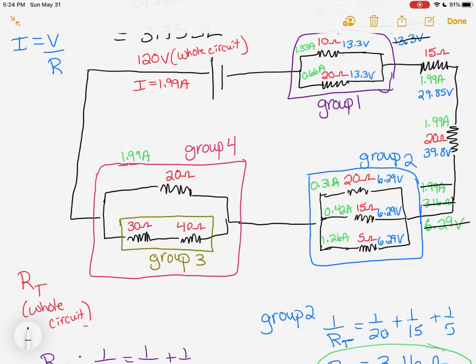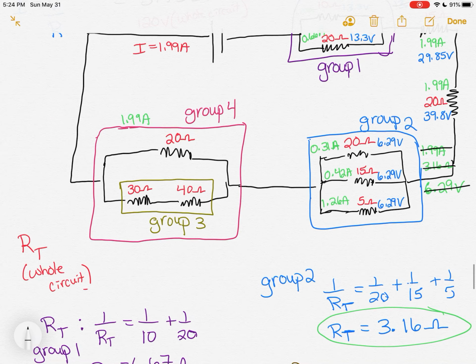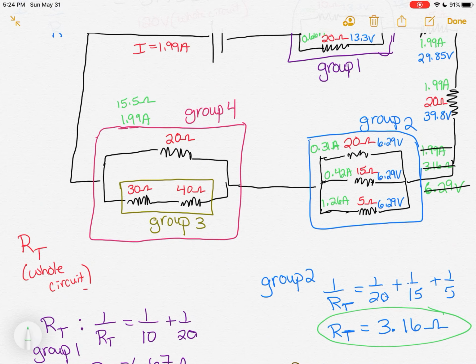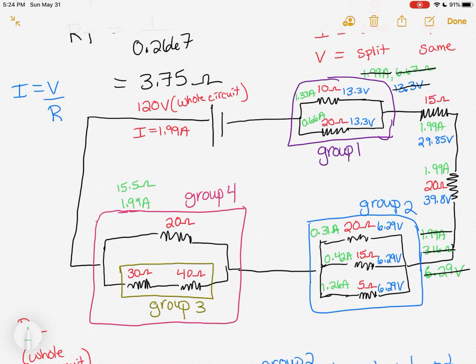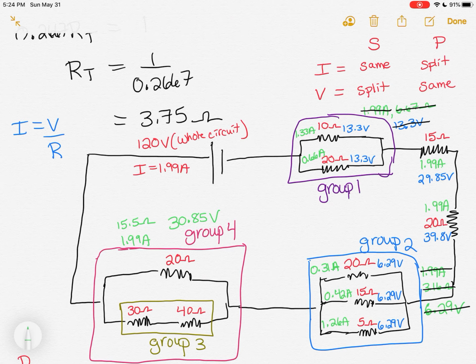So that's group number 4. So we know that group number 4 has this current of 1.99 amps. And we also know that it had a total resistance of 15.5. Okay, so we can use our resistance and our current to find our voltage. So through this whole section of group 4, we have 30.85 volts. Okay, going through that entire section.